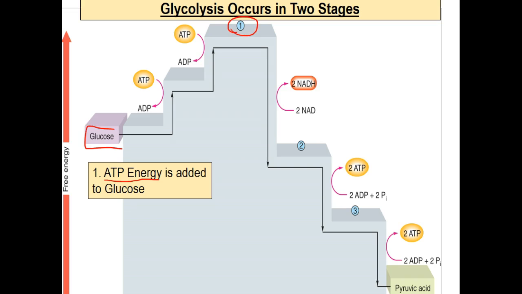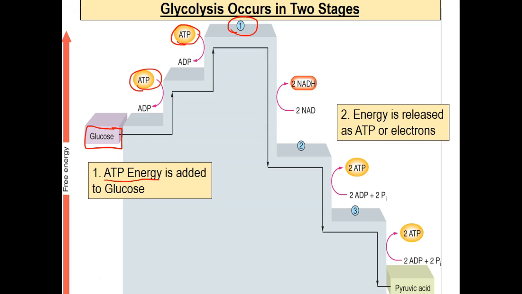We start with glucose, and then we have to actually add a couple of ATPs that you can see are broken down into adenosine diphosphate, or ADP. So we're actually doing an input of energy in step 1. And then in step 2, the energy is released either as ATP or as electrons.